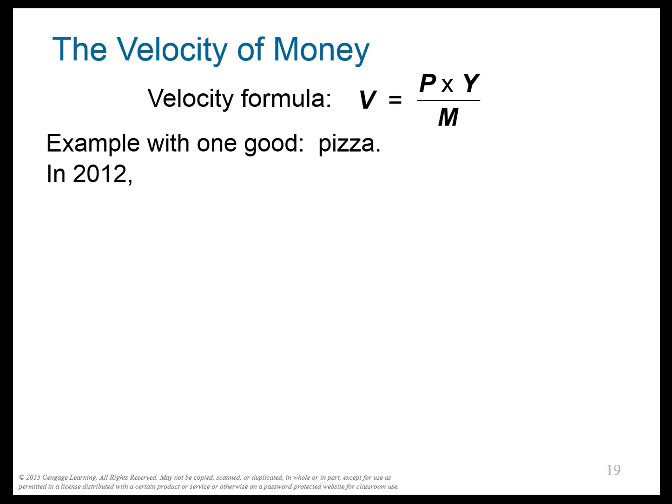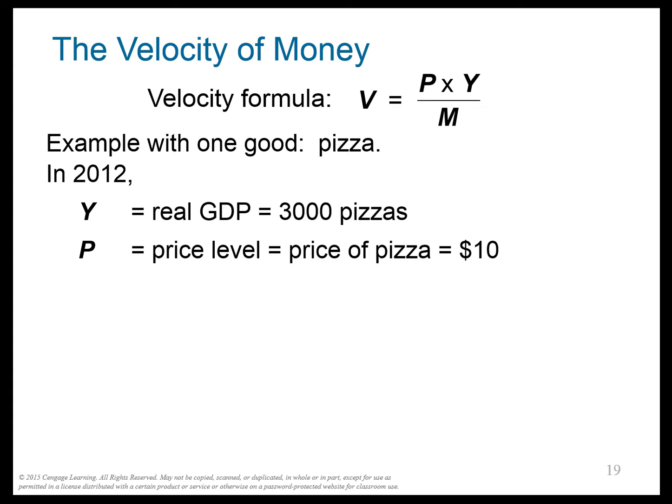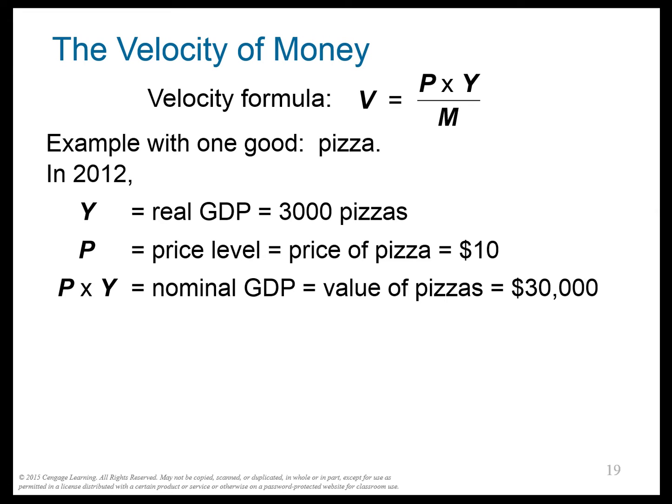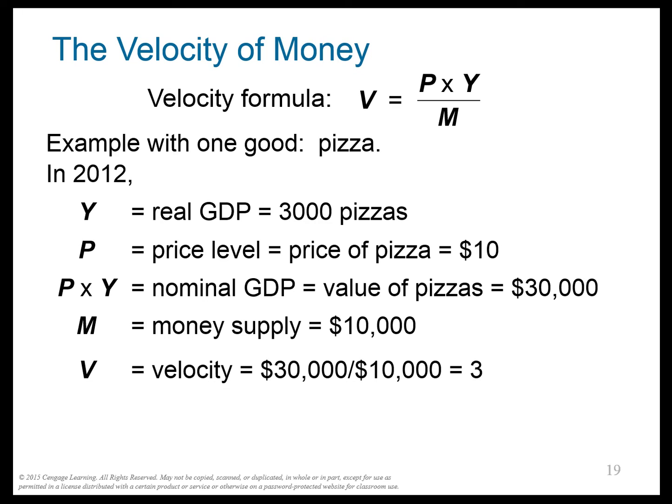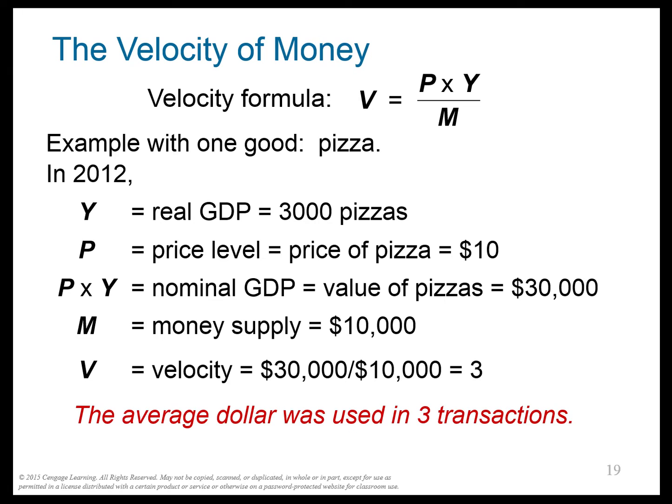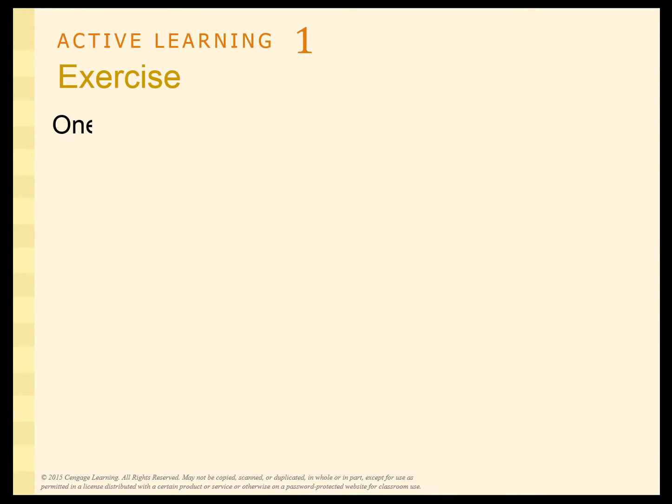So let's imagine with pizza. In 2012, Y was equal to 3,000 pizzas. The price level was $10 per pizza, so the nominal GDP was $30,000. There were only 10,000 $1 bills. Imagine they're all $1 bills, so 10,000 bills out there. That means each dollar bill got used 3 times. Basically, that is the idea with velocity.